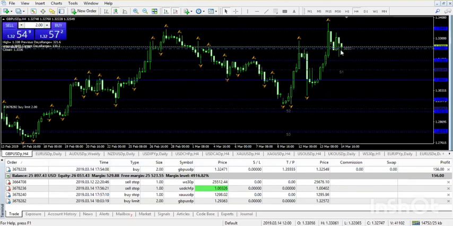So let's move on to the 4-hour time frame. For example, in here, in the 4-hour time frame here, we have a swing high candlestick with a long shadow.